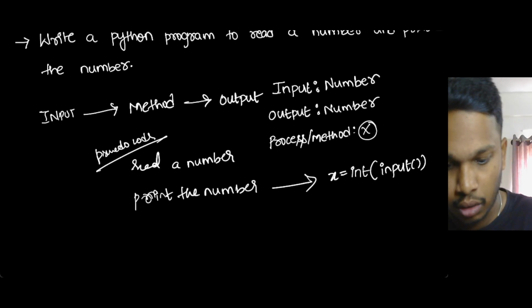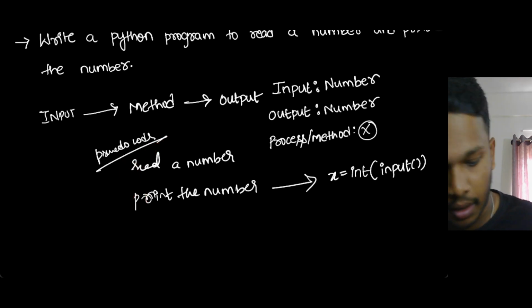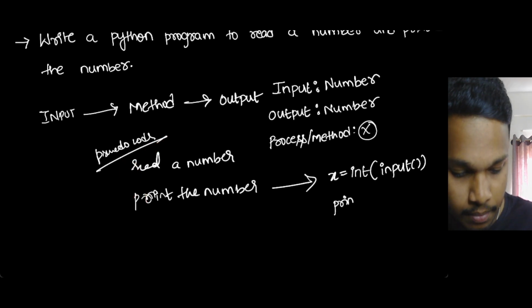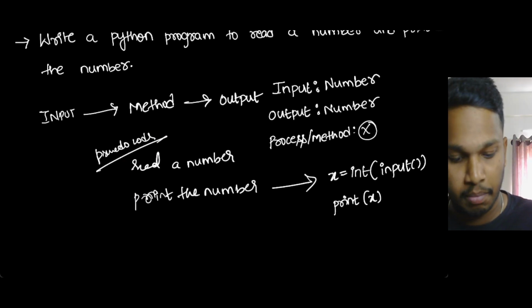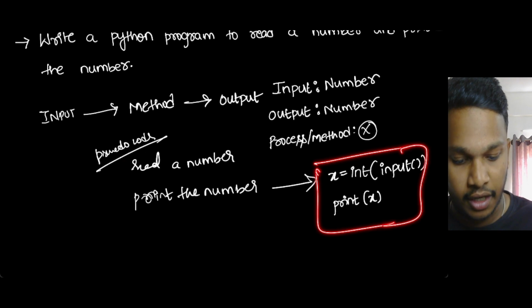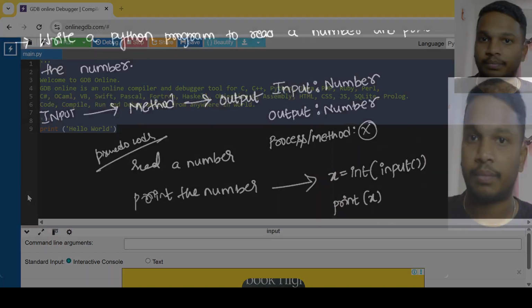Next, what should I do? First line completed. Next line, print the number. So I print the number. That's all. My code is completed. What they are telling is, they give some input and they print that. Clear? That's all right. Let's see.